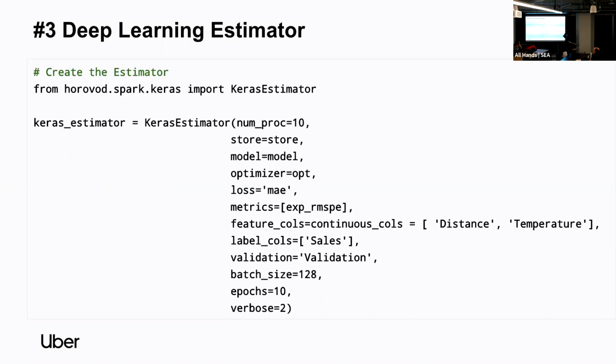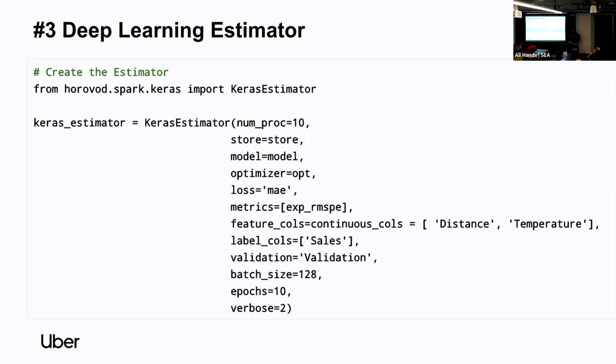So all you really have to do is you feed in your model, optimizer, what loss function you want to use, what metrics you want to use. This can be custom functions if you want to build. What are your feature columns? Sorry, it's a typo. In this case, like distance and temperature. Which one is your label column? Which one is your validation column? What batch size? How many epochs? And so on, right? And you basically instantiate your estimator.